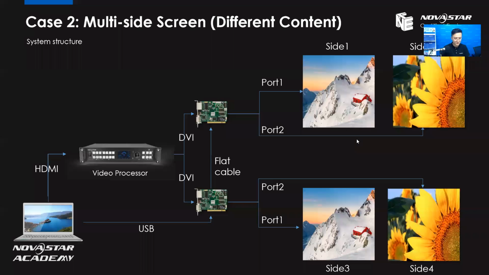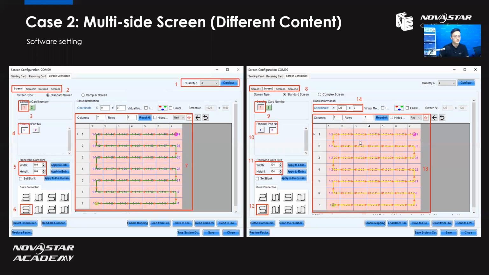So let's see more details about how to set it up in the NovaLCT software. You need to know that we are doing 4 screens, right? So now we need to make the quantity of screens 4, not 2. So I set the quantity number to 4 and click configure. You will see screens 1, 2, 3, and 4 pop up here. Now the next thing is we need to configure screen 1 first, and then the others one by one.